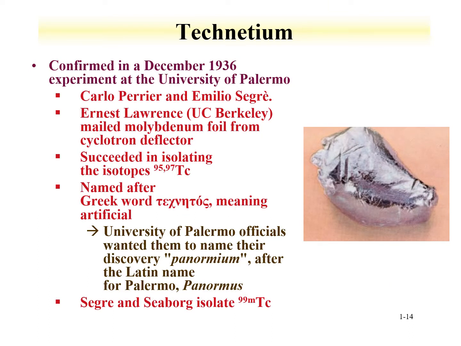So let's start with the lightest radioelement and its discovery. It's technetium. Its discovery was confirmed back in 1936 at the University of Palermo in Sicily. Perrier and Emilio Segre actually did the separation, but they obtained material from Ernest Lawrence, and he mailed them a molybdenum foil that was used as a cyclotron deflector. So that small cyclotron that Lawrence made had a deflector on it where particles would bombard. That molybdenum, which is a Z of 42, was getting hit with alpha particles.